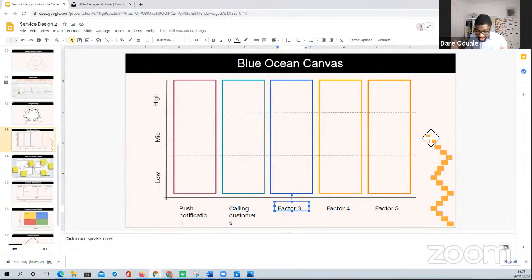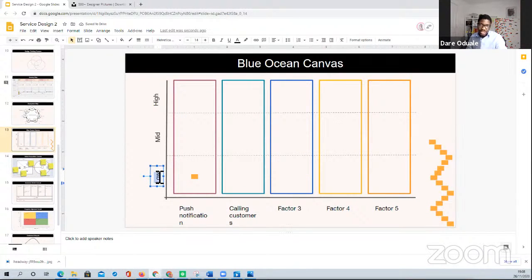You don't need to map all your competitors. Who are your main competitors? Since you're talking about GTB, you want to look at Zenith and FCMB or Access, I think. Yeah, Zenith and Access Bank, for instance. So you start with Access Bank and you want to map how they are. So you check push notification, do they have a good one? If they don't have it at all, you can capture it as low.